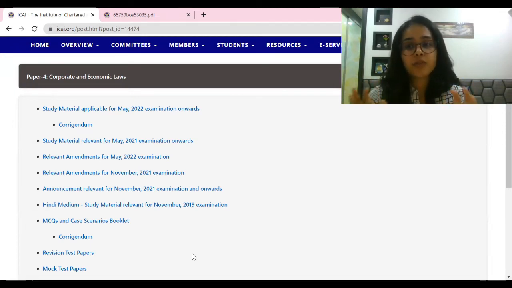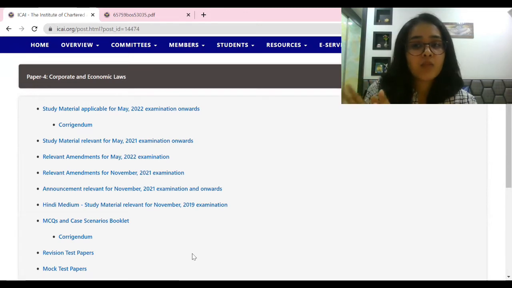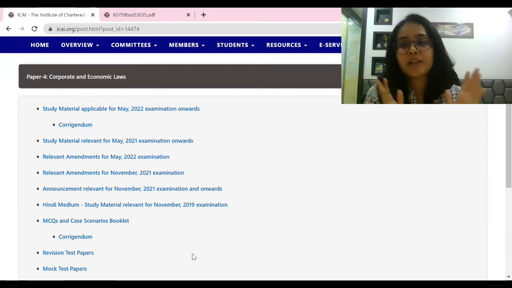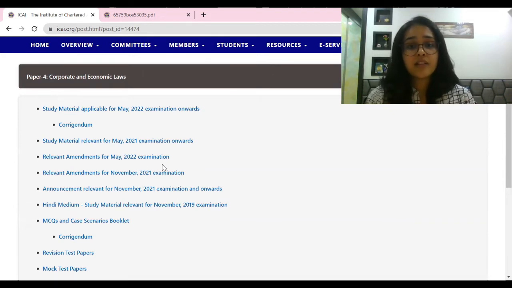So they say that all the amendments have been inserted in the latest study material, highlighted in bold and italics, and those are the ones that you have to refer to. So it's not separately put out. But again, I've seen that for the November 2021 and May 2022 exams, it has done so. It has put out a separate PDF listing down what the amendments are. If you are actively studying right now, it is recommended that you put down these updates in the book that you're studying from.